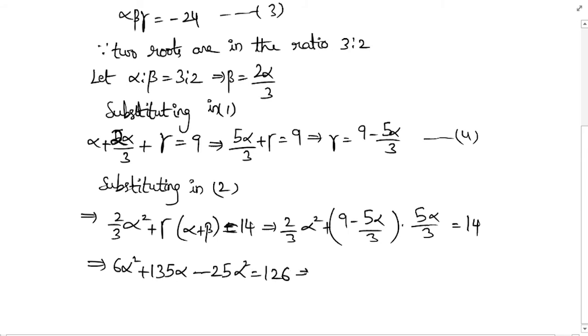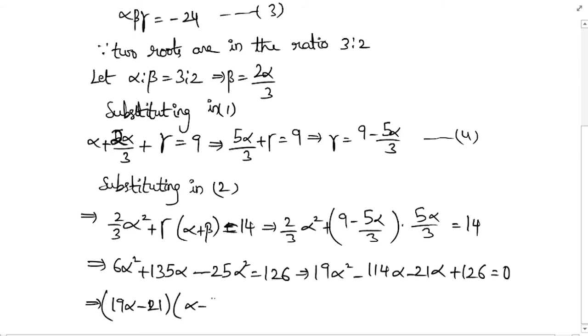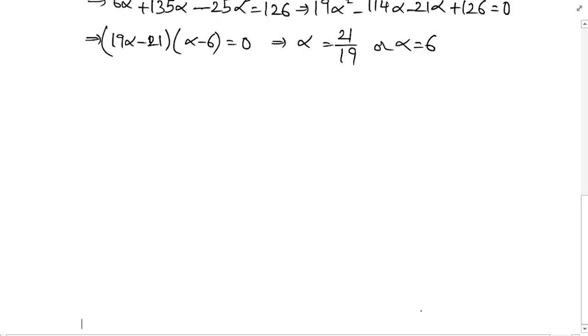Which implies that 19 alpha square minus 114 alpha minus 21 alpha plus 126 is equal to 0, which implies that 19 alpha minus 21 into alpha minus 6 is equal to 0. So that implies that alpha is equal to 21 by 19, or alpha will be equal to 6. So now we will consider two cases.